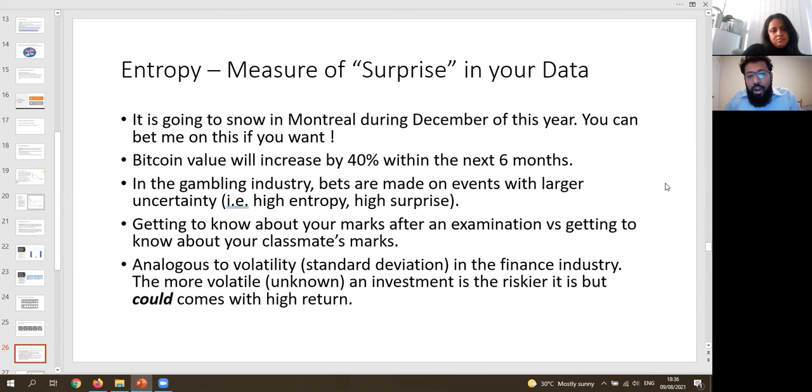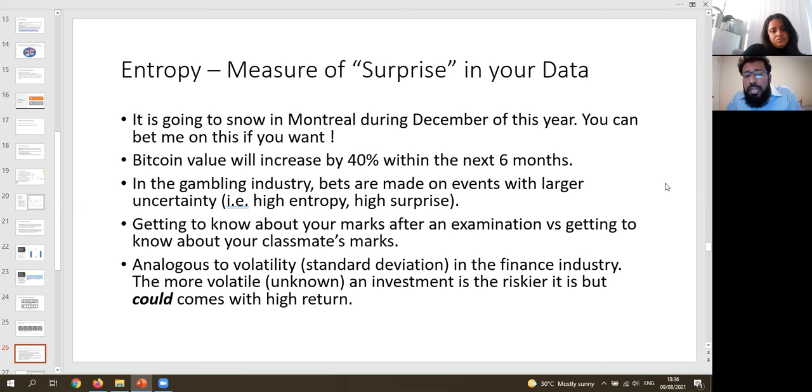How about if I tell you Bitcoin value will increase by 40% in the next 6 months? This is the kind of information you need. This is new information, because sometimes Bitcoin value increases, sometimes it decreases. So there is a lot of surprise in this.